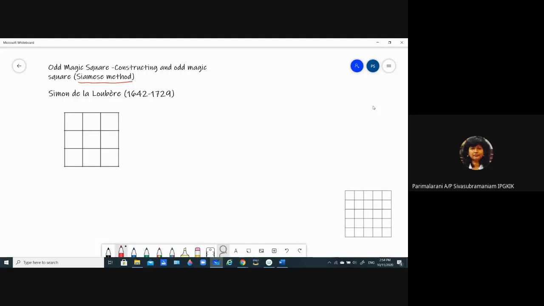Let's start with the common magic square first. So we have numbers, say 1, 2, 3, 4, 5, 6, 7, 8, 9. We have already calculated the magic constant. So what is the magic constant for this?